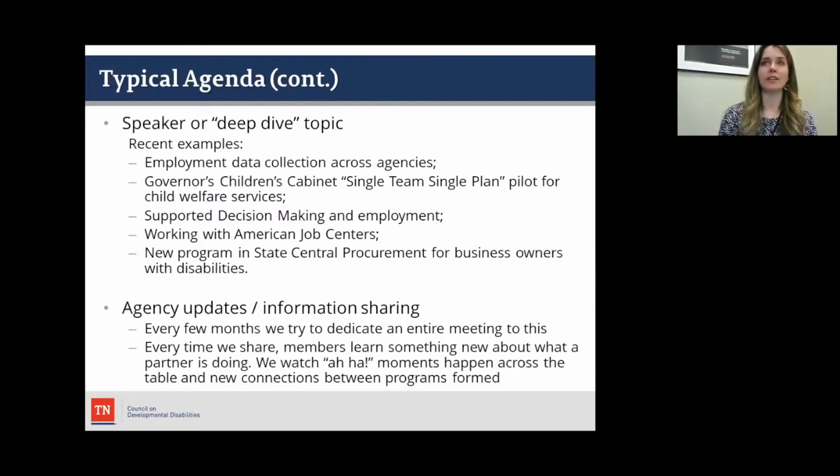It's a way to not only be aware of what each other are doing and foster those relationships, but really we watch the tangible light bulbs go off. So one example from today is that our Department of Health, Maternal and Child Health Services, convenes a youth council for youth with special health care needs, and has been struggling with attendance. And so over the meetings, she's been giving these updates.